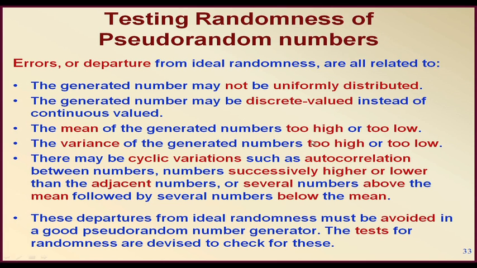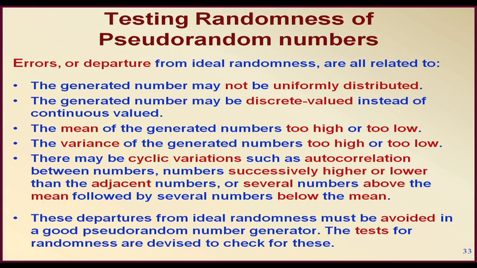The mean of the generated numbers may be too high or too low. Suppose we have generated 100 numbers. Out of these 100 numbers, how many times should the 2 come? Suppose out of 100 numbers, 1 has come 20 times, 2 has come 10 times, 3 has come only 4 times. What will be their mean? You have to see that the mean of the generated numbers should not be too high or too low. The variance of the generated numbers again should not be too high or too low, is it not?